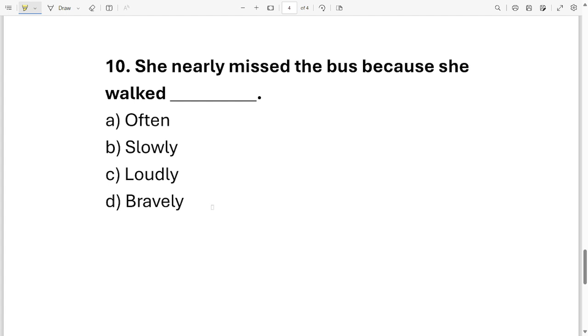Okay, so coming back to the question, this is the fill in the blanks and these are your options. So which one should I put in this blank? It is option B, slowly. She nearly missed the bus because she walked slowly.